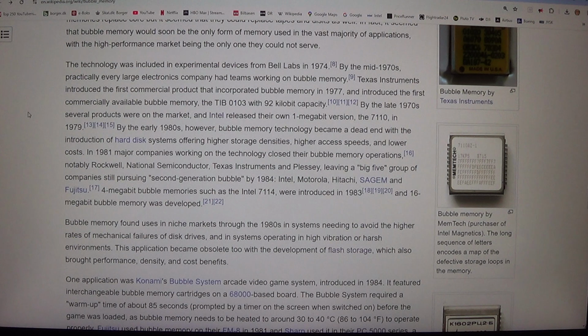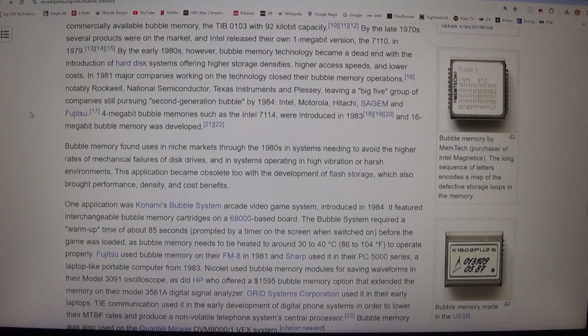By the early 1980s, however, bubble memory technology became a dead end with the introduction of hard disk systems offering higher storage densities, higher access speeds, and lower costs. In 1981, major companies working on the technology closed their bubble memory operations, notably Rockwell, National Semiconductor, Texas Instruments and Plessey, leaving a Big Five group of companies still pursuing second-generation bubble. By 1984, Intel, Motorola, Hitachi, Sagem and Fujitsu. 4 megabit bubble memories such as the Intel 7114 were introduced in 1983, and 16 megabit bubble memory was developed.